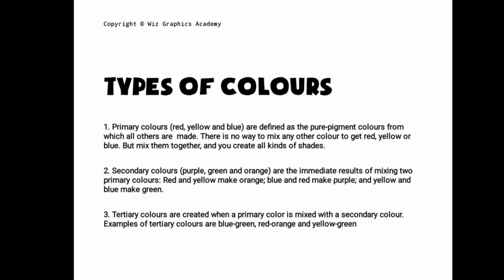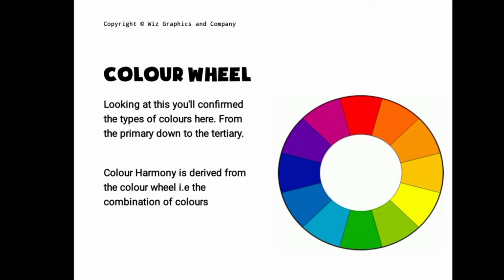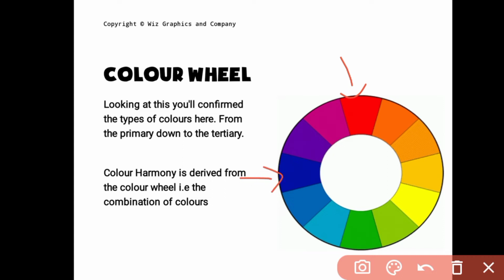Now in the types of colors, we said the red, the yellow and the blue are the primary colors, right? So here we have the red, the blue, and the yellow as the primary colors. Now let's go to the secondary colors, where we have the orange, the green, and the purple.